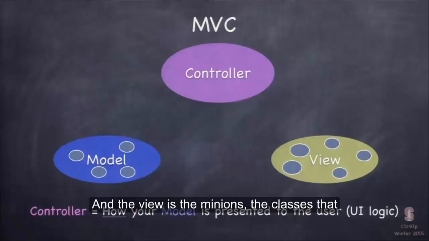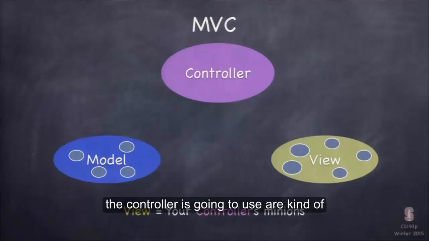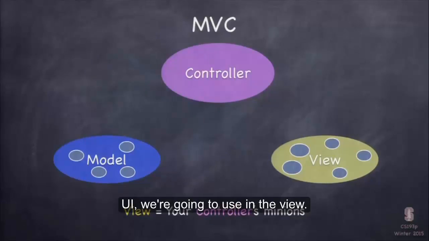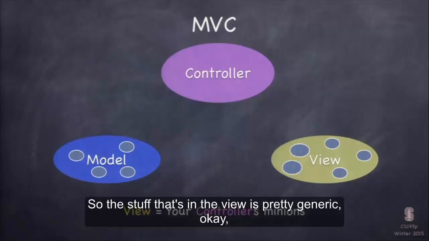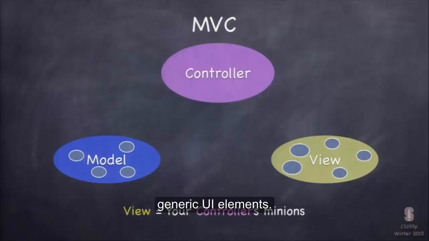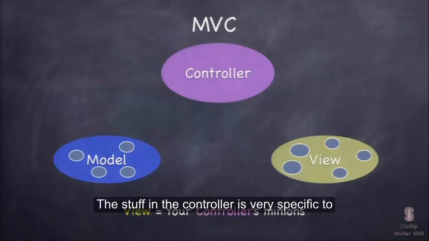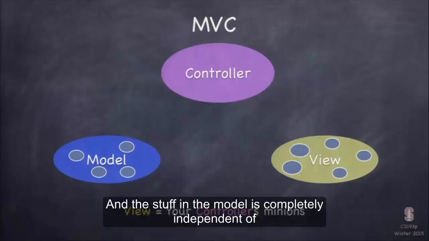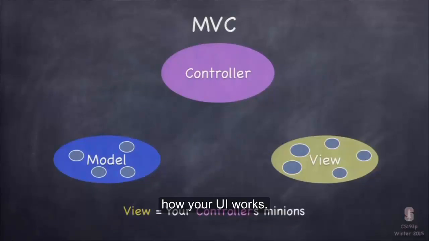And the view is the minions, the classes that the controller is going to use, kind of like the building blocks, the Lincoln logs. I don't know, maybe that's before all of your time, but the things we're going to do to build our UI, we're going to use in the view. So the stuff that's in the view is pretty generic. Generic UI elements. The stuff in the controller is very specific to how your UI works, and the stuff in the model is completely independent of how your UI works.